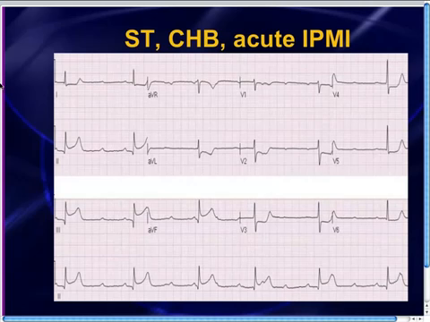There's a junctional escape rhythm. I didn't put that in there. I should probably put that in there. Junctional escape rhythm. And then there's an acute inferior posterior myocardial infarction.